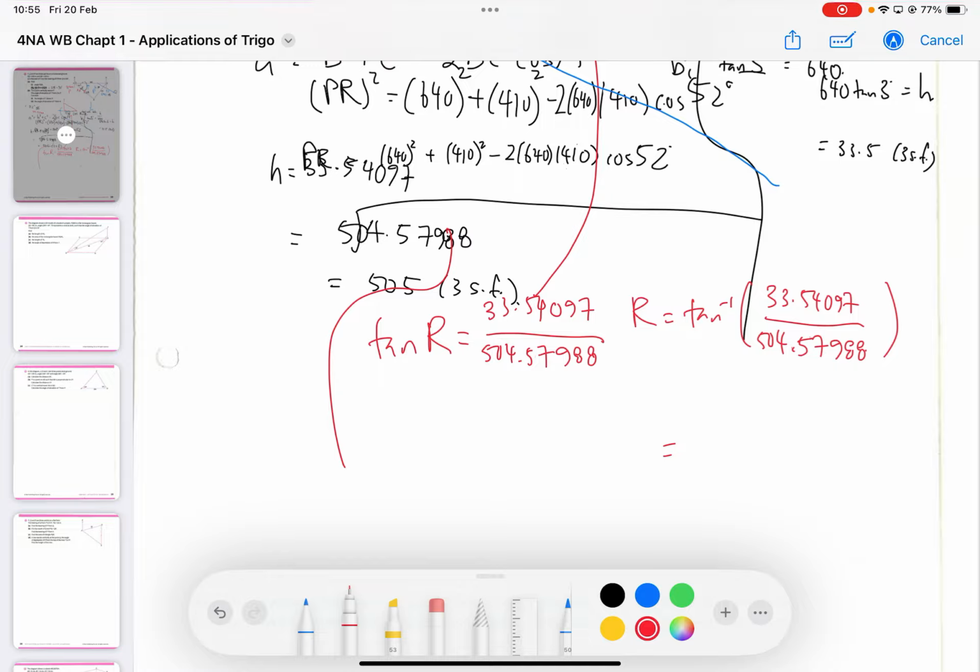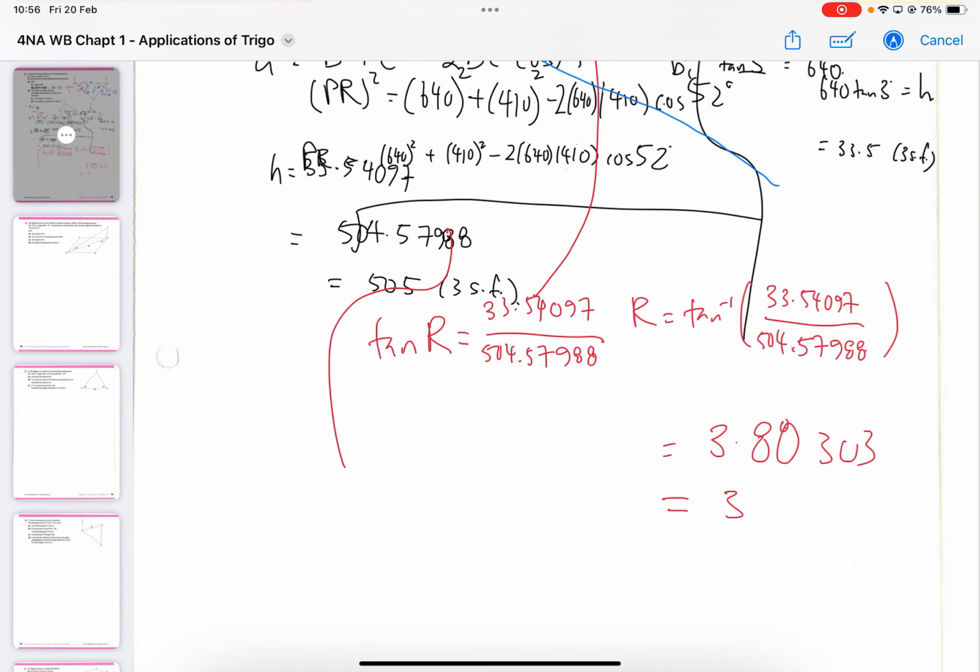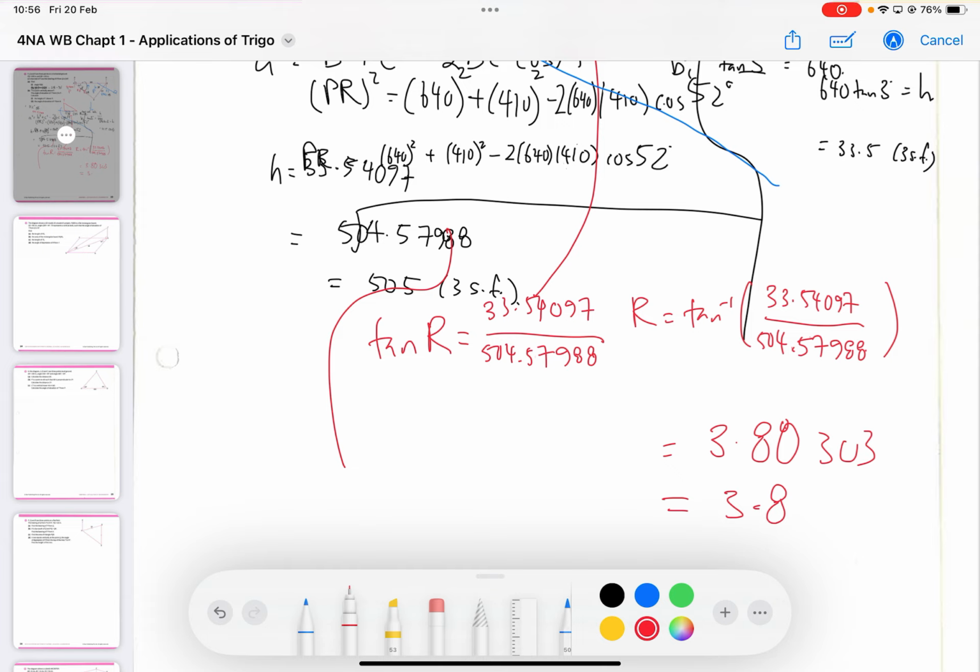Okay, I hope you all get the idea how the thing is sticking outwards, then it becomes a 3-dimension question. So the answer is 3.8 degrees. Sorry, write a few more numbers first. 3.8 degrees, rounded off to 1 decimal point.